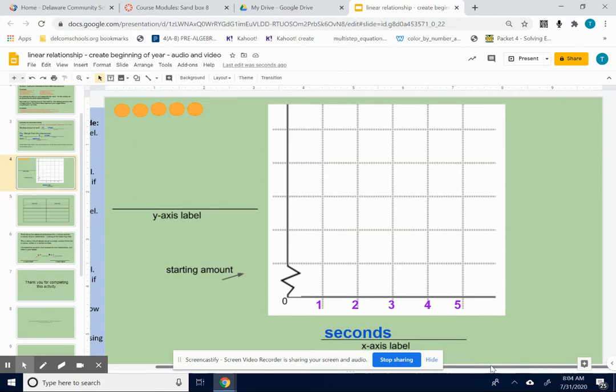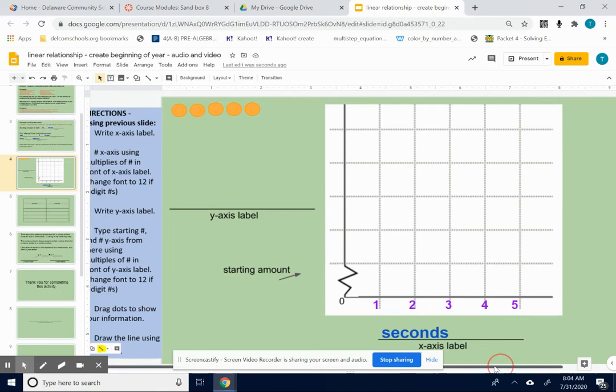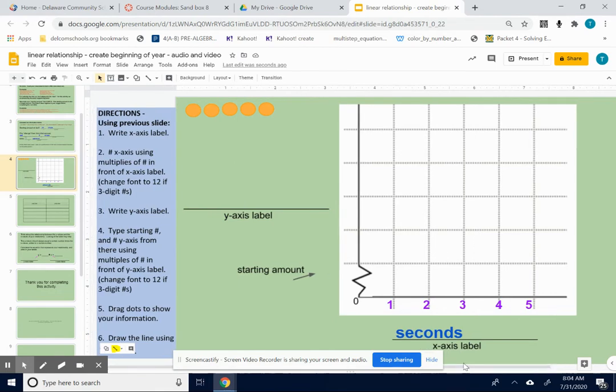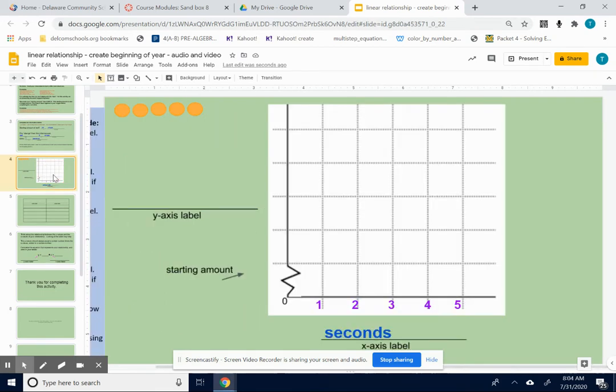This is kind of frustrating that it keeps moving. It'll do that to you too. Okay, the third step is write the y-axis label. Your y-axis label is the second part that you typed on the previous slide. See, mine was 30 chips. Chips is labeled as the y-axis label. Sorry about the airplane, if you can hear me. So chips is the y-axis label.